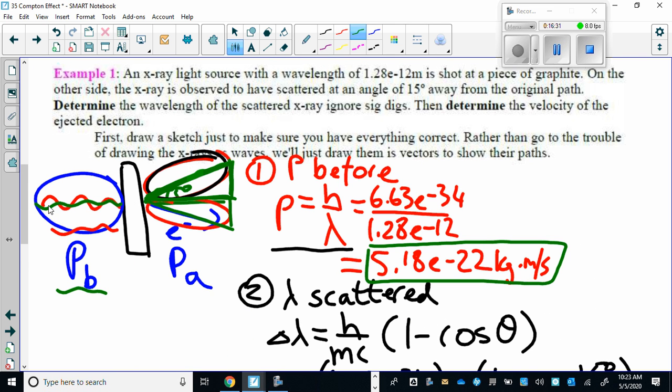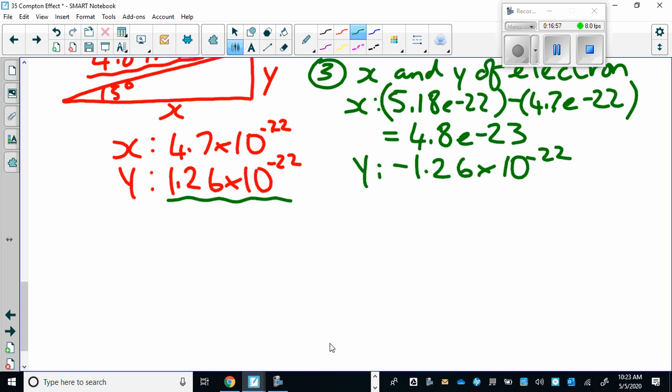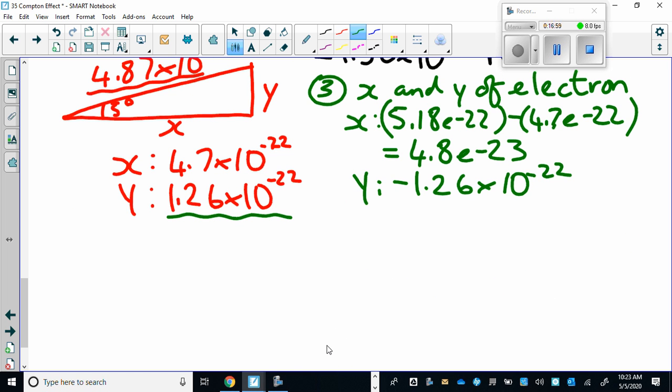Now, what I find really interesting is how much down is it going? You'd think, oh, this is just a little X-ray hitting a graphite and it bounces off 15 degrees. The electron has mass. It probably bounces off at a very shallow angle. Well, no, in fact, it bounces off at a huge angle, because if you look at the difference between these numbers, this is times 10 to the negative 23. This is times 10 to the negative 22. So this number here, the 1.626 times 10 to the negative 22, is much, much bigger than this number right here. So now we're going to do a right angle triangle for the electron.